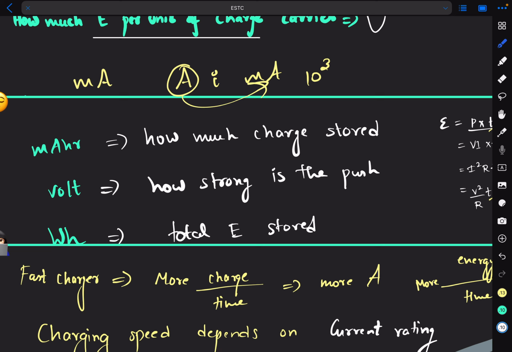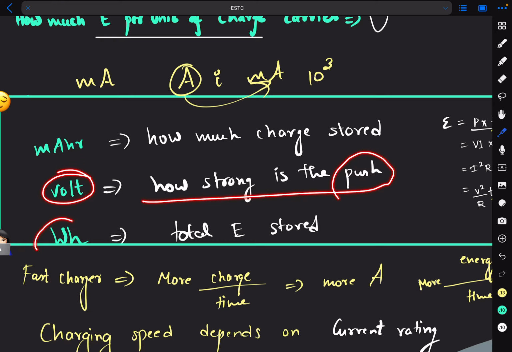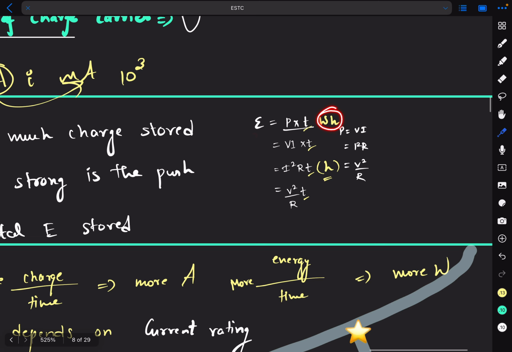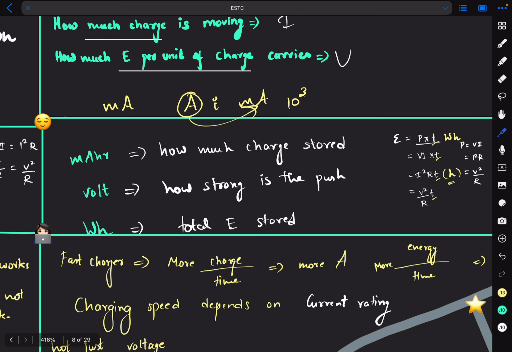Now, let's understand milliampere hour. What does it mean actually? It is nothing but current into time. Isn't it charge? Yes, it is charge. So it is denoting the charge stored. And what is volt? It's generally the voltage. It is the potential difference. It is the pressure. How strong is the push, denoted by volt. What is watt hour? We just learned watt hour is the unit of energy. So total energy stored is represented by watt hour.